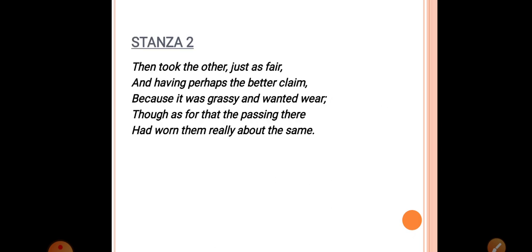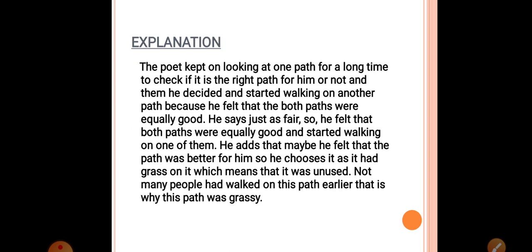Stanza 2. Then took the other, just as fair, and having perhaps the better claim, because it was grassy and wanted wear. Though as for that, the passing there had worn them really about the same. The poet kept on looking at one path for a long time to check if it is the right path for him or not, and then he decided and started walking on another path because he felt that both paths were equally good.